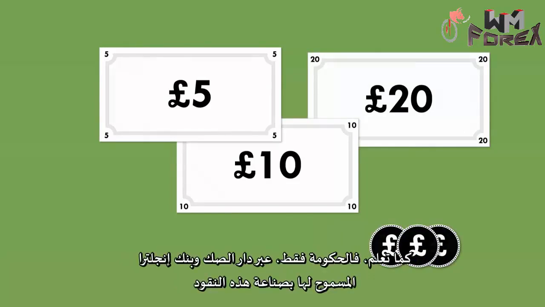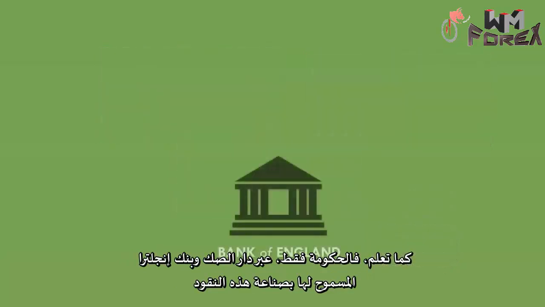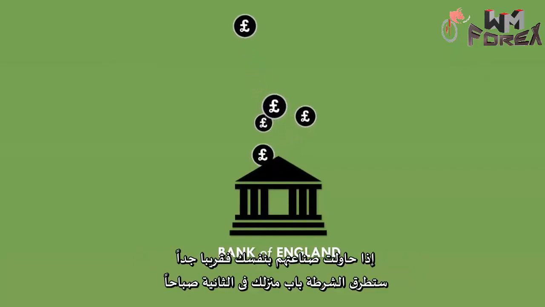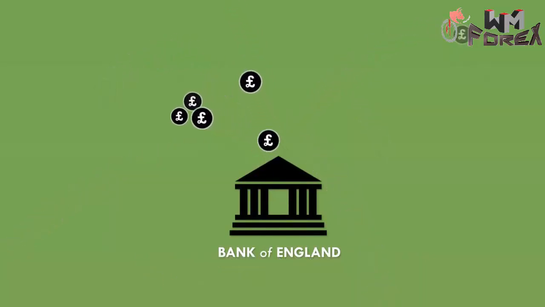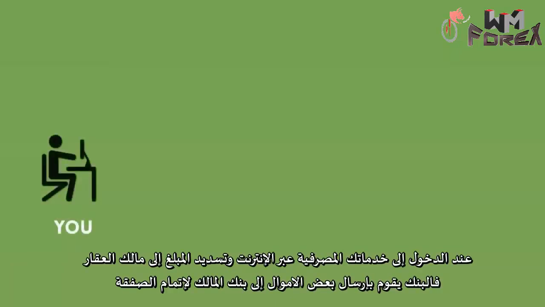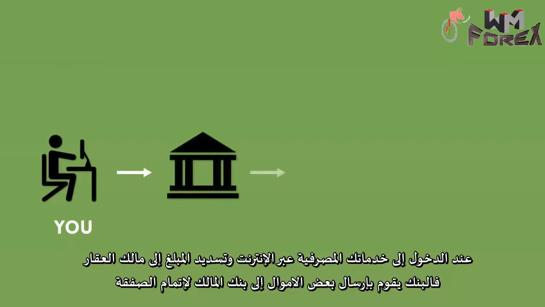As you probably know, only the government, via the Royal Mint and the Bank of England, is allowed to create these. If you try to make your own at home, pretty soon you'll get the police kicking down your door at 2 in the morning. So, now imagine that you need to pay your rent and your landlord has an account with a different bank to you. When you log into your internet banking and make the payment to your landlord, your bank has to send some money to your landlord's bank to settle and complete the transaction.